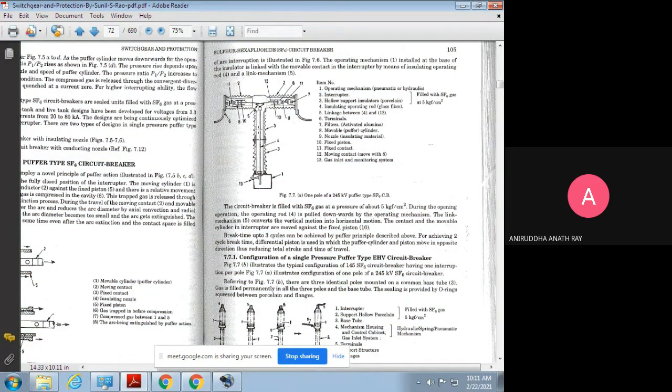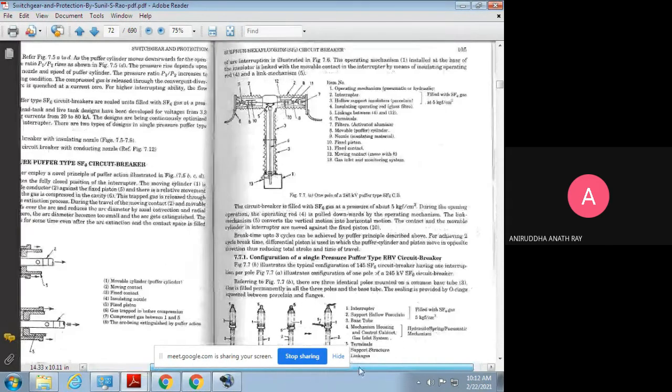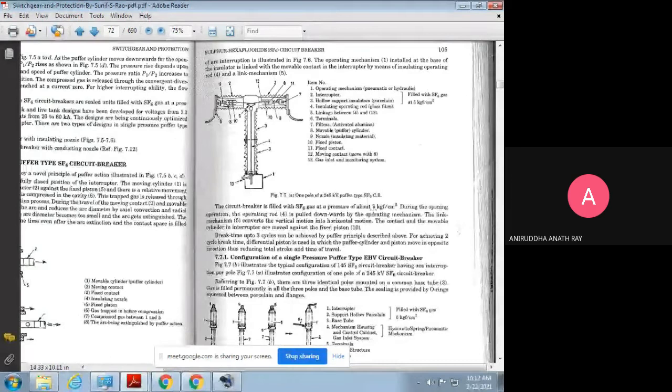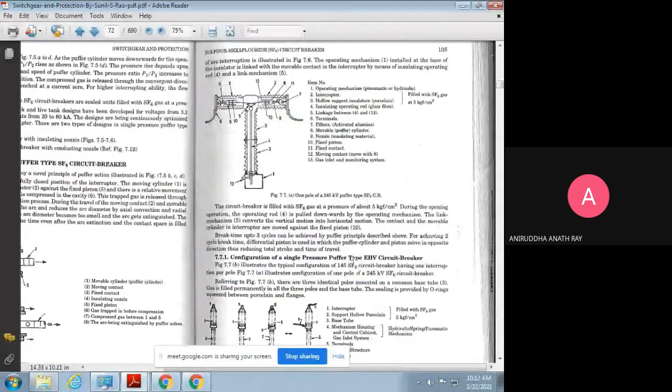It converts vertical to horizontal motion, and the contact and the movable cylinder in the interrupter are moved against the fixed piston, the way I told earlier. The same principle is being followed. When this is pulled downward, this will also go towards this side. The movable cylinder is moved against the fixed piston.